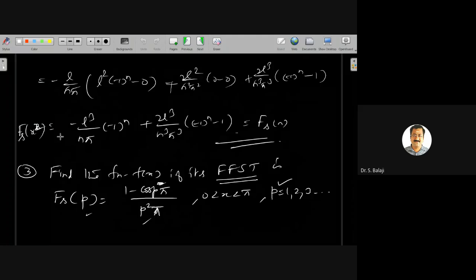For the Fourier sine transform of x square, multiply minus L cube by n pi, minus 1 whole power n, and this is totally 0. Here 2 L cube by n cube pi cube, minus 1 whole power n minus 1. This is Fs of n, the finite Fourier sine transform of x square.